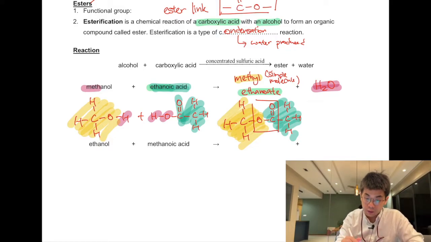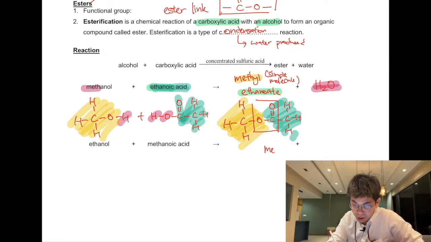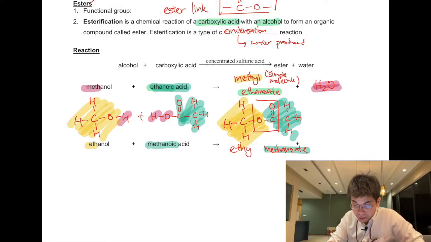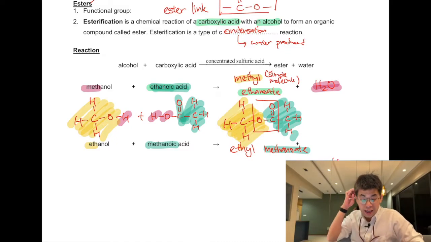So let's try for the next one. We have ethanol and methanoic acid. Anything that's with methanoic acid will form something that is methanoate. So this name comes from the acid, the methanoic becomes the methanoate. And then for the ethanol, the eth becomes ethyl: ethyl methanoate plus water. So that's the name of the ester.